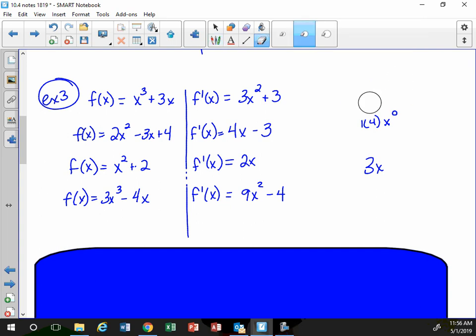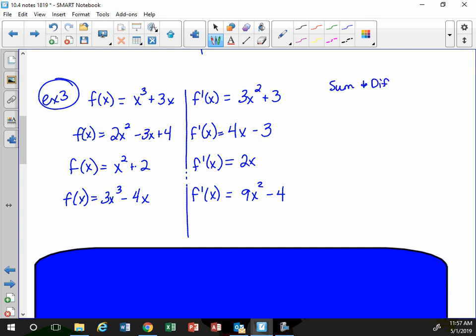You can do that if it's anywhere in the function like this, if you're just adding and subtracting terms. When we get into multiplying and dividing, then there's the power rule, or the product and the quotient rule. So this we just call the sum and difference rule. It's just when you're adding and subtracting individual terms.